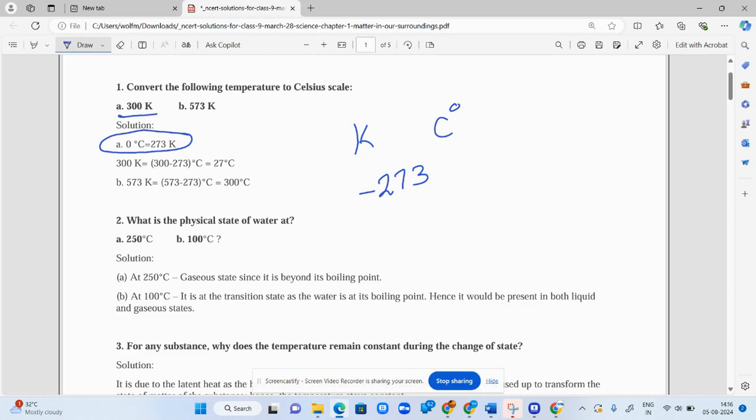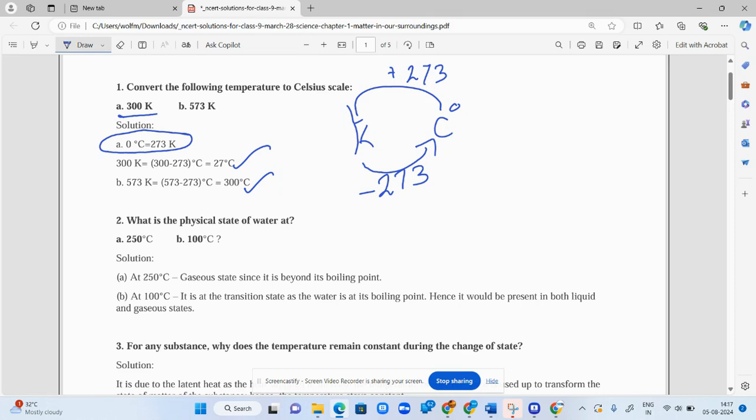So I want to convert 300 Kelvin into Celsius. So what I have done here: 300 minus 273 gives us a value of 27 degrees Celsius. Similarly, 573 minus 273 gives 300 degrees Celsius. So simply we have to subtract 273 from the given temperature value when we convert Kelvin to Celsius. If Celsius to Kelvin, we have to add 273. Kelvin to Celsius means minus 273, Celsius to Kelvin means plus 273. Okay, children, with the given value.